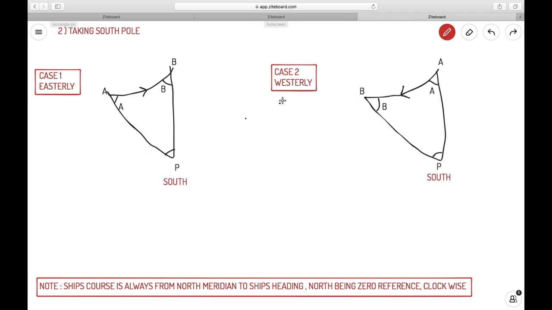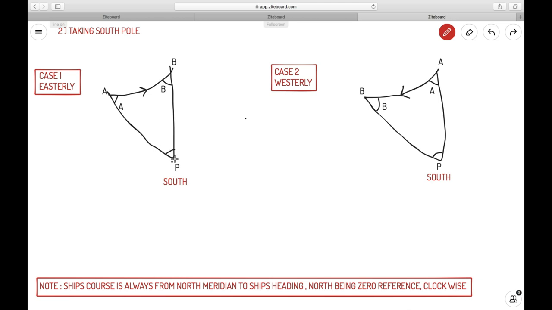Now let us go into the South Pole case. That is a little confusing and important. First thing, in these two cases, we have an easterly course and a westerly course from A to B. And here from A to B, you solve the spherical triangle, you find the values of A and B, and that is what you will use to decide the initial course and final course. So let us do our job.